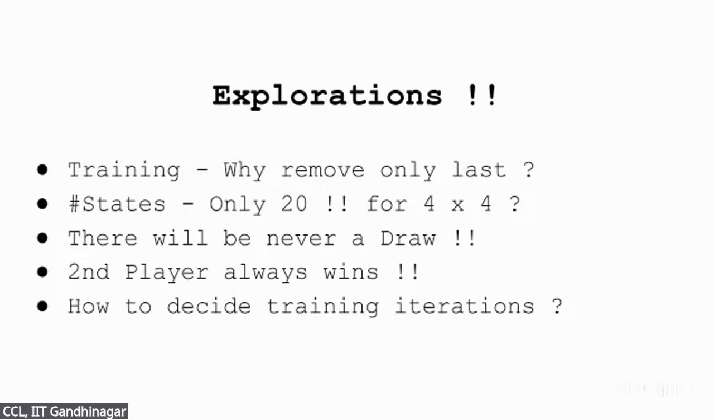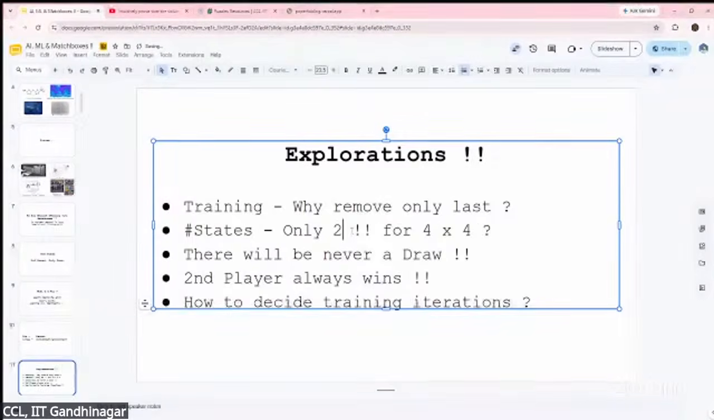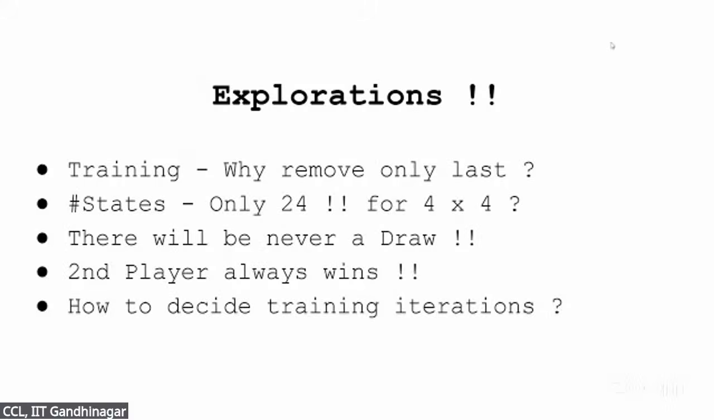I mean, there's a typo here. There are 24. Let me in fact correct this here. It has 24 matchboxes only. So out of all the possibilities of a game, you have pruned down to, and the set of matchboxes you have set, there are only 24 possible states.